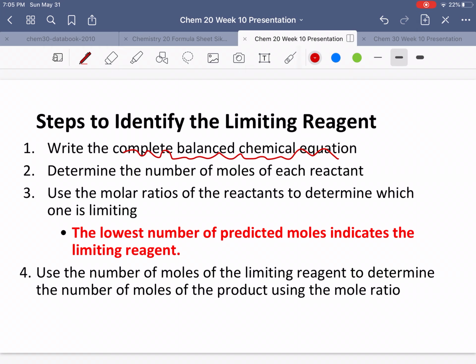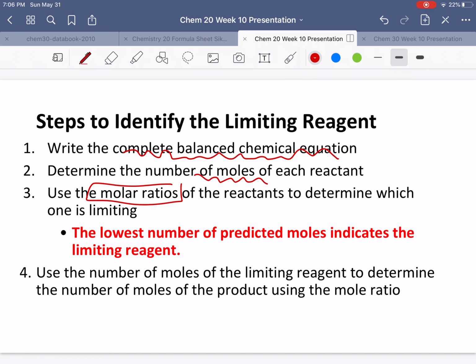Nothing new. Now, for this, you'll be given the amount for both reactants, so you have to convert that to moles. And here's the thing: you're going to get moles for both of them. It might take some calculations, but now it's like, which one do I use? That's where we use those mole ratios.